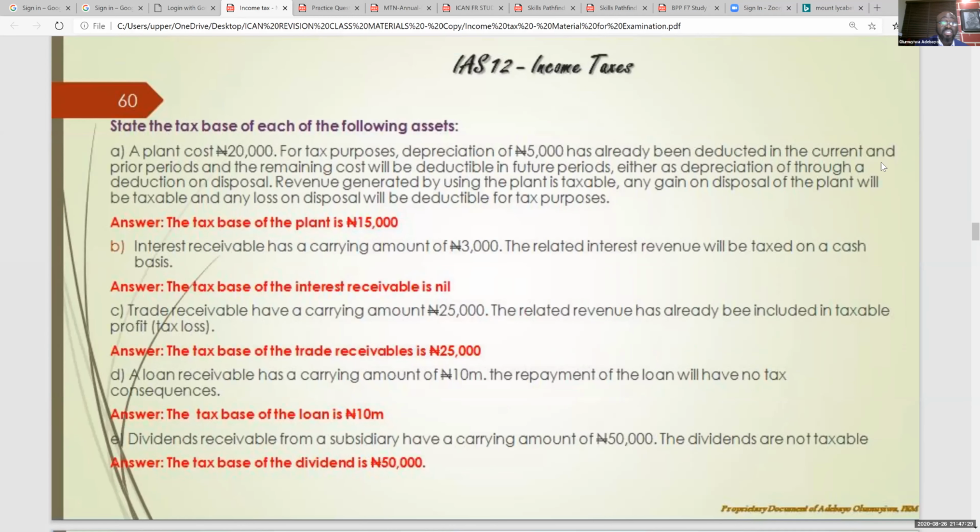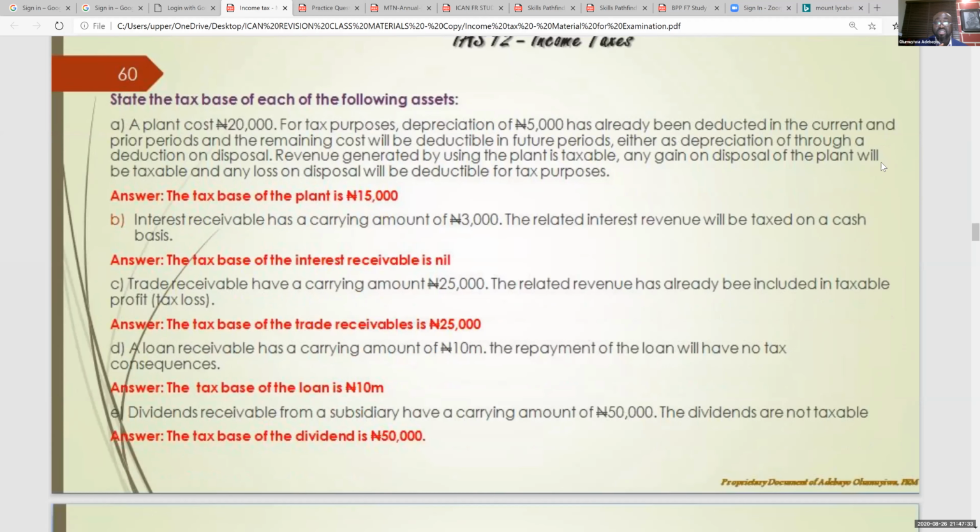Now, this first question says a plant costs 20,000 naira. For tax purposes, depreciation of 5,000 has already been deducted. They say for tax purposes, depreciation has been deducted. It means this is tax depreciation, not accounting depreciation, which means this is a capital allowance. Now, we are told that revenue generated using this plant is taxable, which means there is a tax consequence to this. In that case, what will be the tax base?